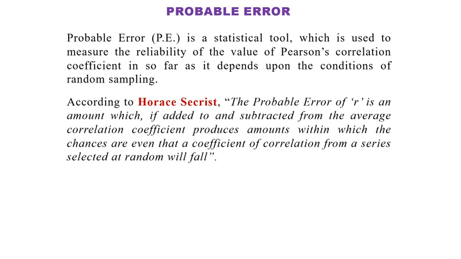The probable error of r is an amount which, if added to and subtracted from the average correlation coefficient, produces amounts, which we can take as limits, within which the chances are even that a coefficient of correlation from a series selected at random will fall. That is, a correlation coefficient from a series of other samples selected at random will fall within it.